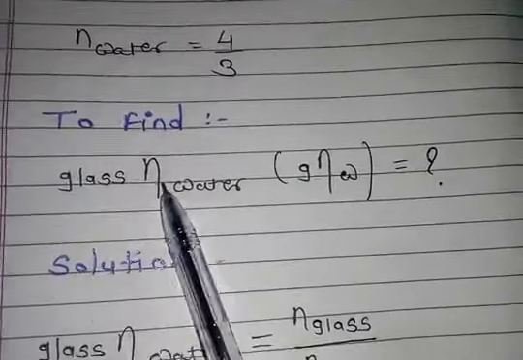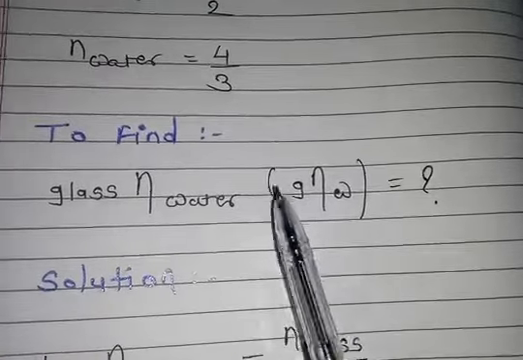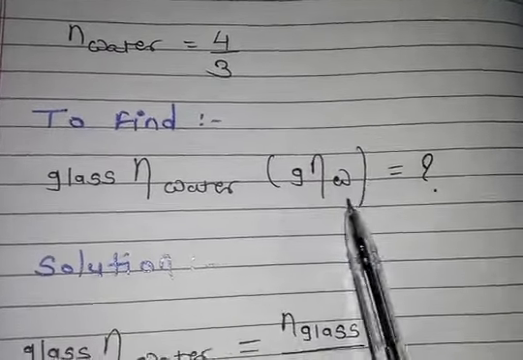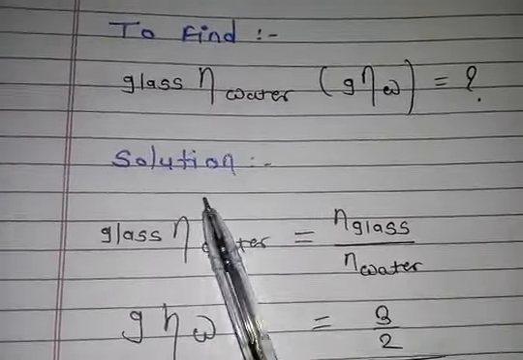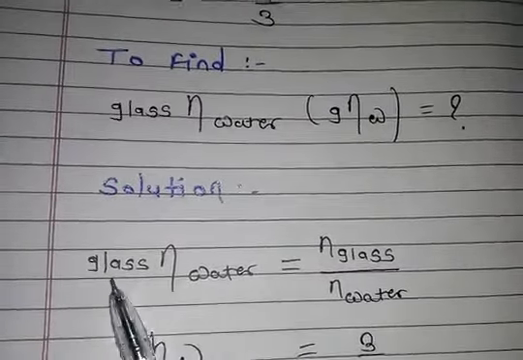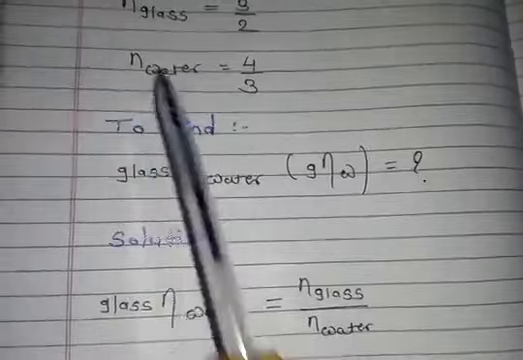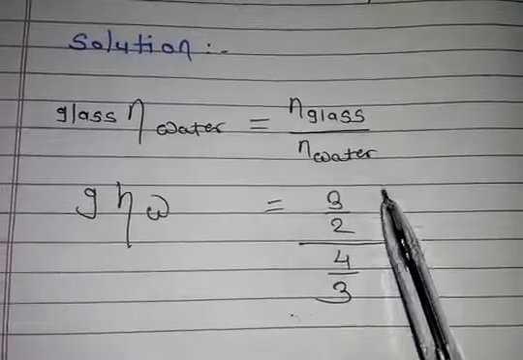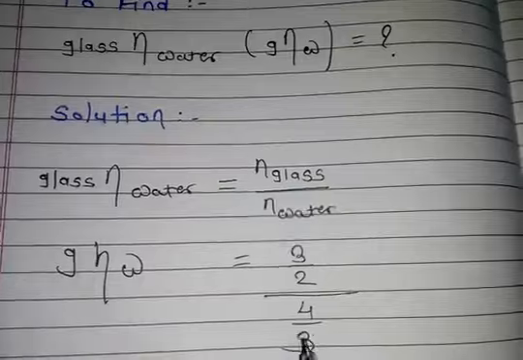So we write n of glass with respect to water is equal to how much? This is a very simple question. The refractive index of glass with respect to water is equal to the refractive index of glass divided by the refractive index of water. If we substitute the values over here, glass is 3/2 and water is 4/3.